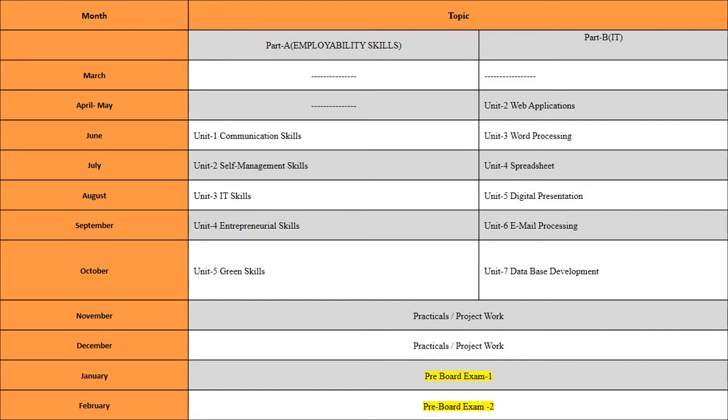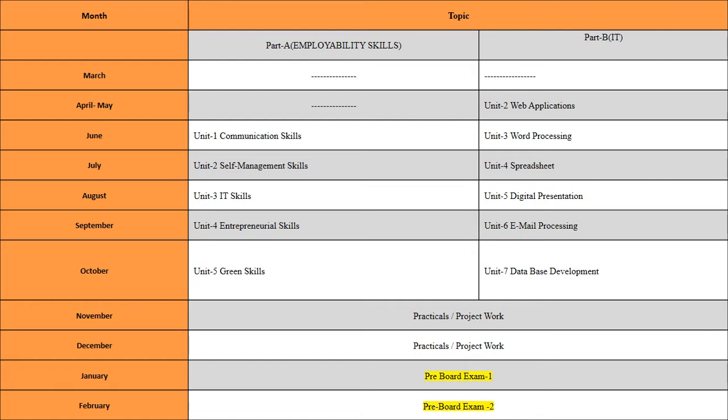Part A is completely new to you: communication skills, self-management skills, all these skills. This is available in the employability skills book. The book name is Employability Skills. Employability skills means, to do computer related jobs or data entry operator and any other programming jobs, what type of skills a person requires. All the skills are given in this book, Employability Skills.